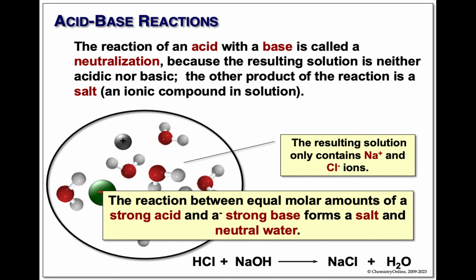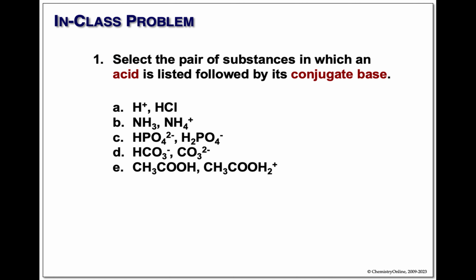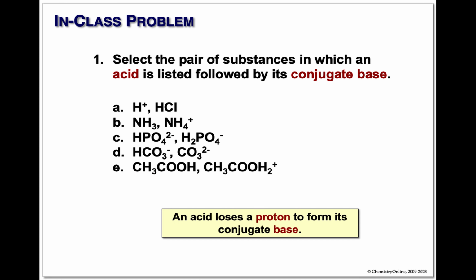Let's look at a couple of conjugate acid-base exam questions. In this problem, we have pairs here. We're looking for the acid followed by its conjugate base. Now we remember, the acid loses a proton to form its conjugate base. So everything has to be there except the proton.